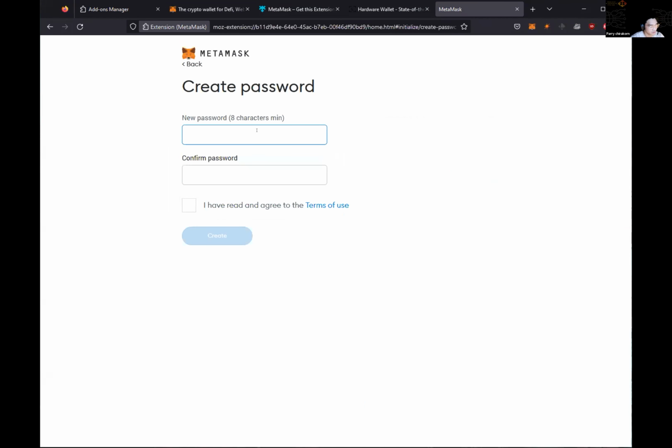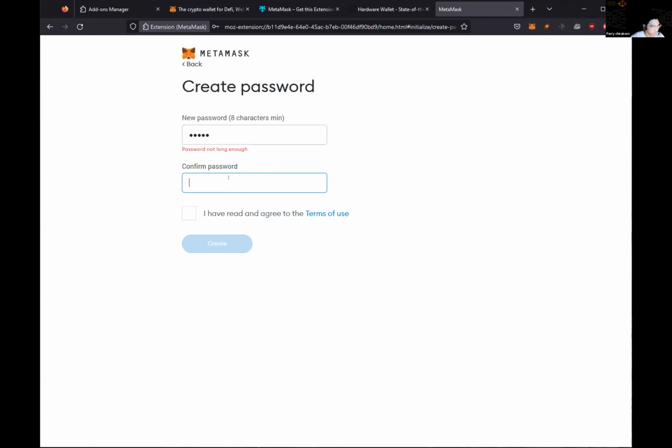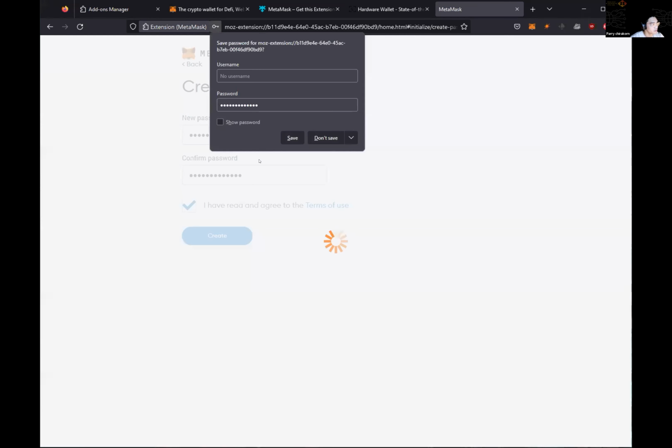Choose a password. I'll just go hello. Just create a random password, and then agree.